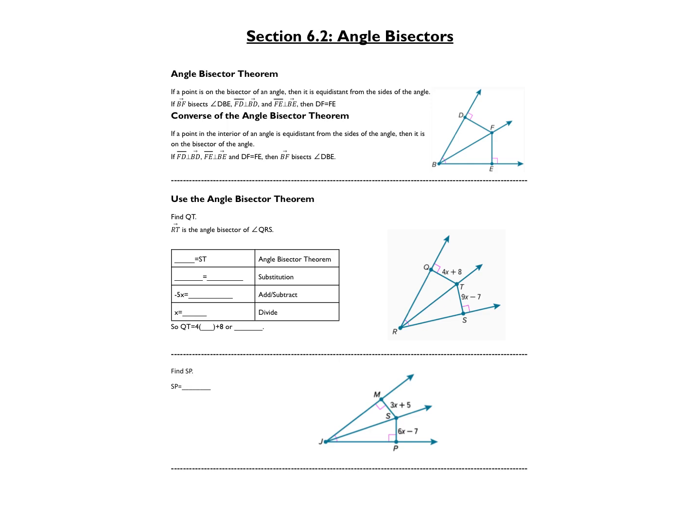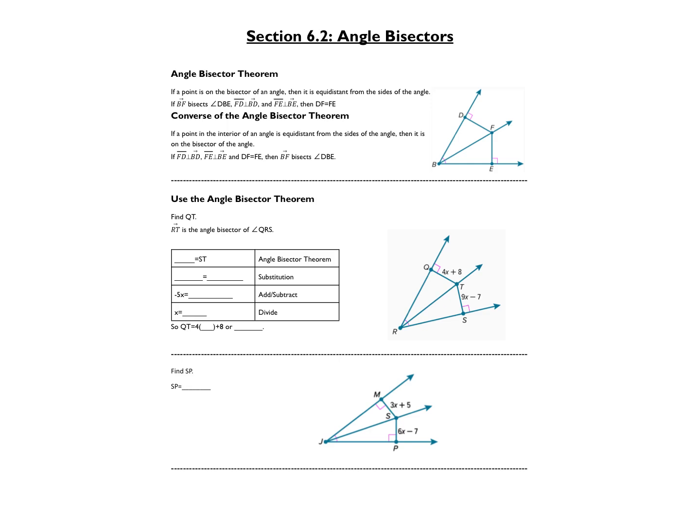So if a point is on the bisector of an angle, then it is equidistant from the sides of that angle. In this picture, if ray BF bisects angle DBE, then segment FD is perpendicular to ray BD, and segment FE is perpendicular to ray BE. Then we would say that segment DF equals segment FE.